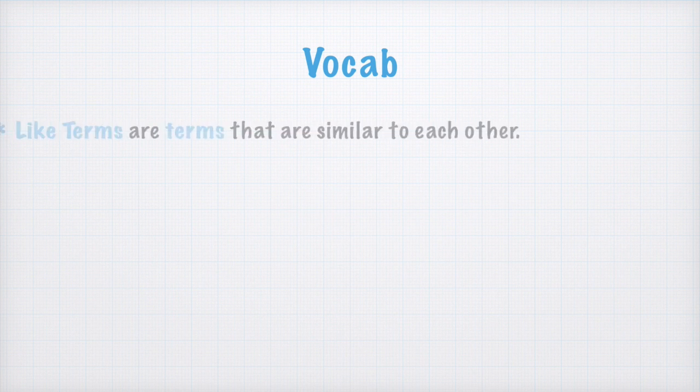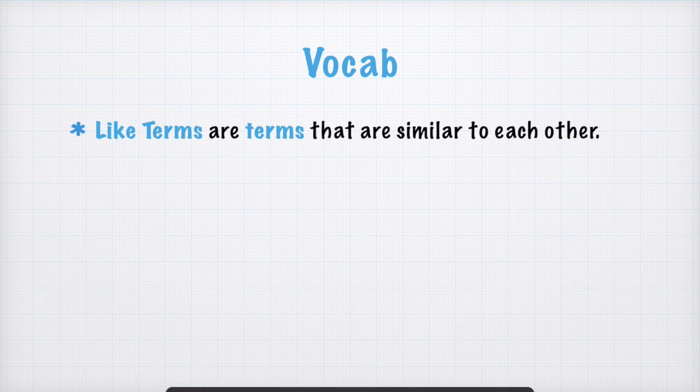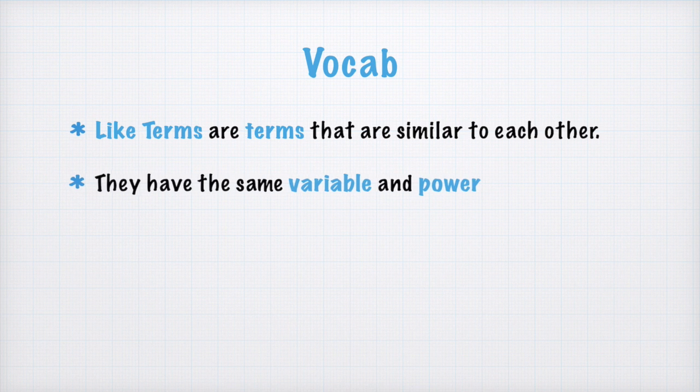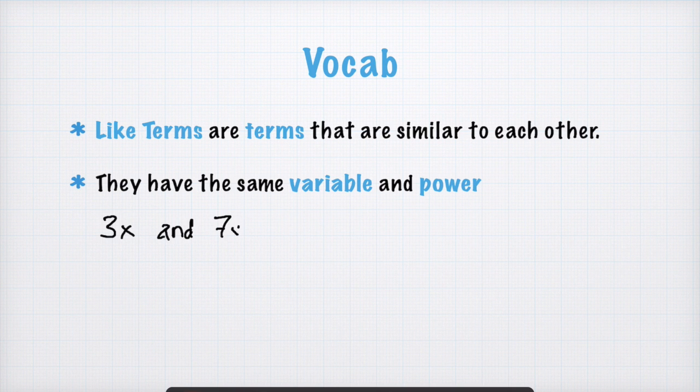Another thing that we can go over is like terms. Like terms are terms that are similar to each other. They have the same variable, or a symbol representing a number, and they have the same power on the variable. An example of this is going to be 3x and 7x. 3x and 7x have the same variable, and they also have the same power, which is 1. We just don't write it because it's easier to leave out the 1. So because 3x and 7x have the same variable and the same power, they are like terms.